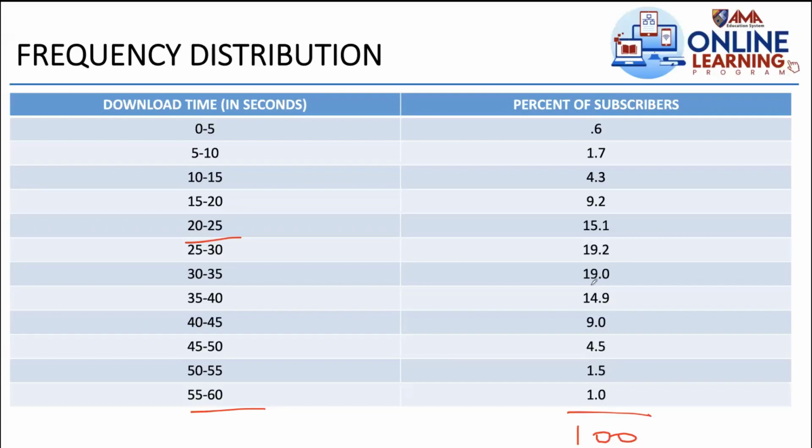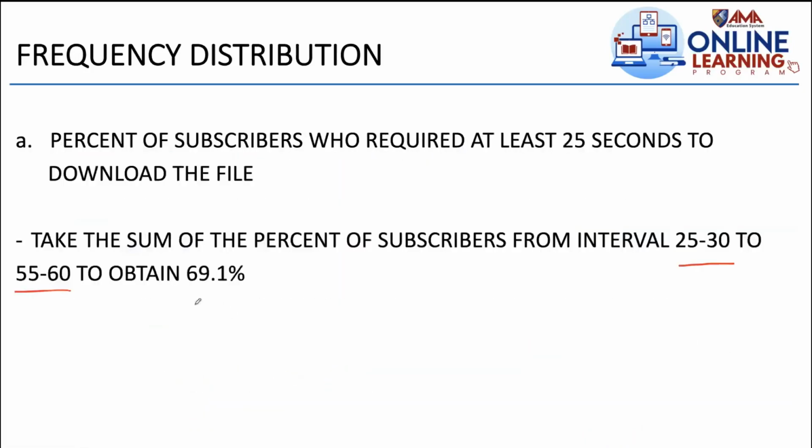Okay, so 19.2 plus 19 is 38.2, right? 38.2 plus 14 is 52... 53.1, right? 53.1 plus 9 is 62.1. 62.1, you will get here 66.6. 66.6 plus 1.5 is 68.1, plus 1, 69.1. So indeed, the answer is correct, right? We get 69.1%. That is percent, no?